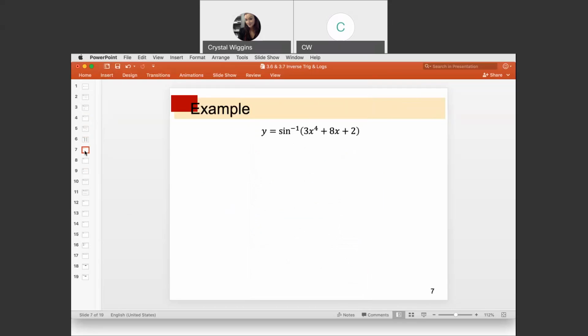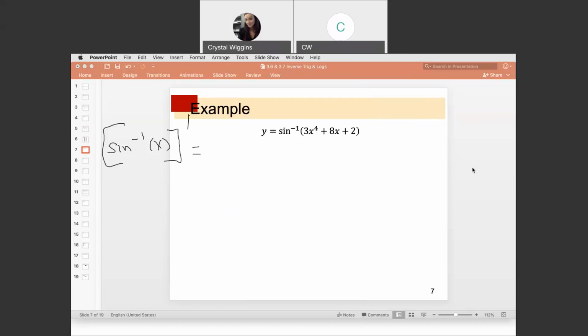Let's try some examples. So let's calculate the derivative of inverse sine of a polynomial, 3x to the 4th plus 8x plus 2. Now, first, let's recall that the derivative of inverse sine from the last slide is 1 over the square root of 1 minus x squared, where x is the inside function. So recall we have something other than x inside this function, which means we are going to have to perform a chain rule. Okay, so we're combining rules now.